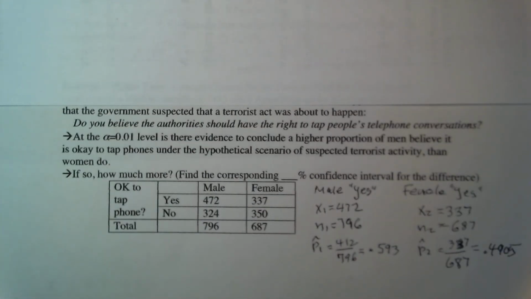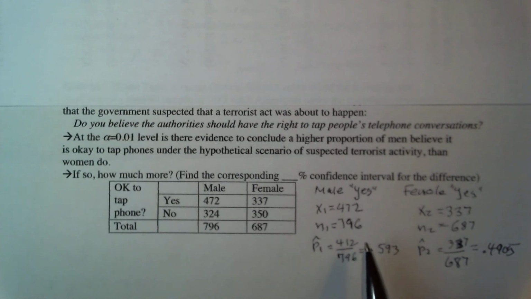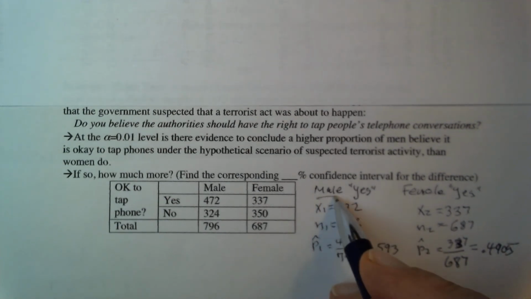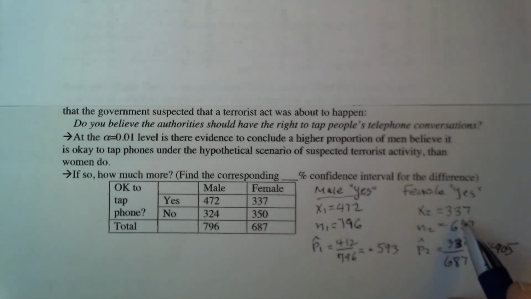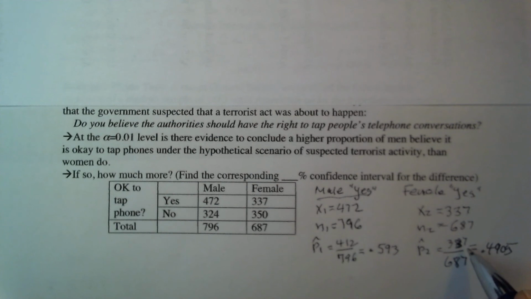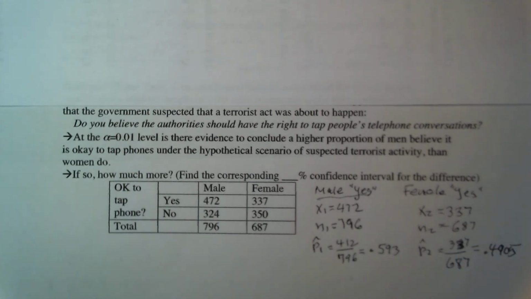So first of all, we summarize our data. For the males who say yes, X1 is 472 and N1 is 796. So that gives us a P1 hat of 0.593. And for the females, yes, X2 equals 337, N2 equals 687. Then our P2 hat is 337 divided by 687, which is 0.4905.